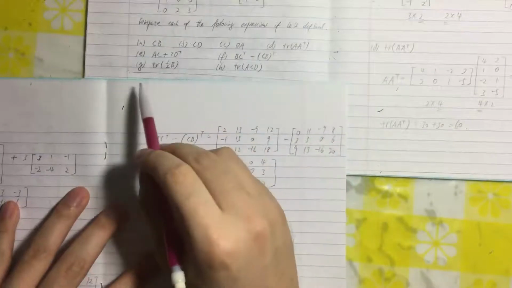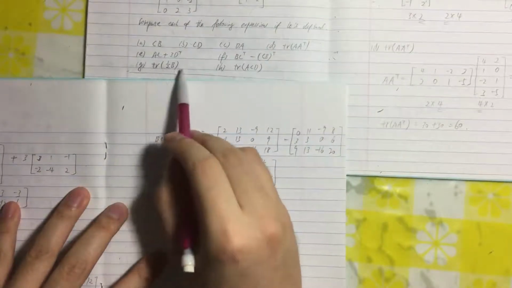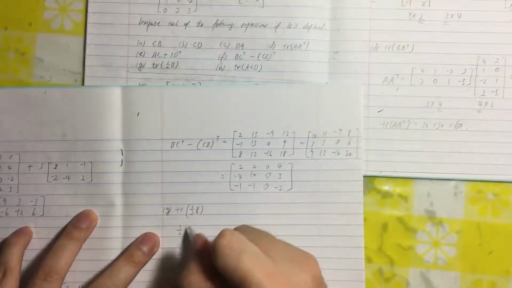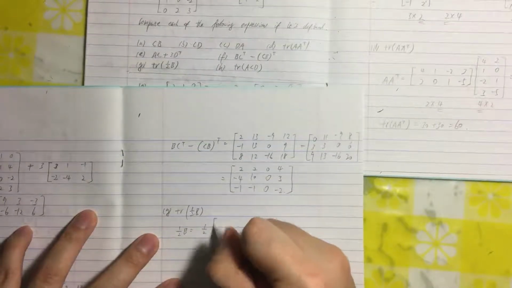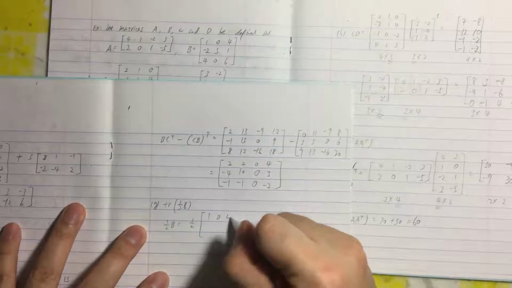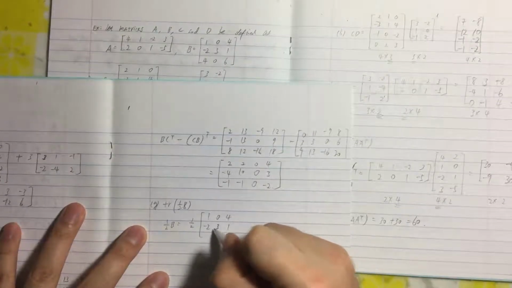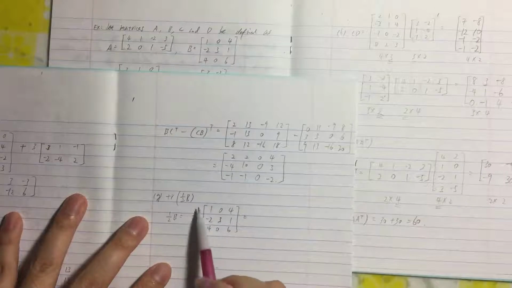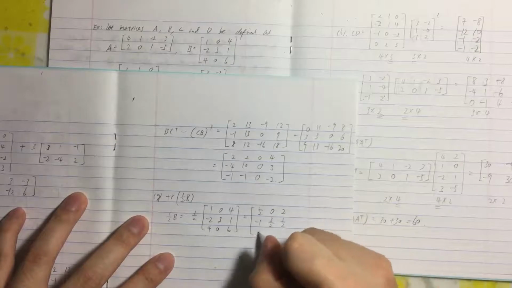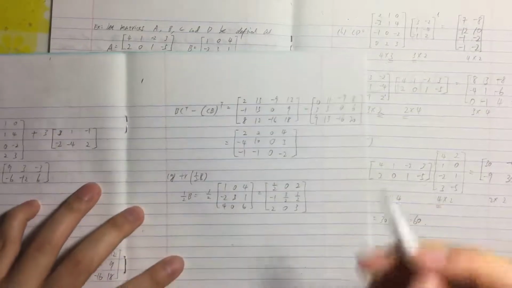Part G. Compute the trace of half of B. Let's compute half times B first. Matrix B is 1, 0, 4 in the first row, negative 2, 3, 1 in the second row, 4, 0, 6 in the third row. When we multiply a scalar to a matrix, we multiply it to every entry in the matrix. So here I get half, 0, 2, negative 1, 3, half, 2, 0, 3. That's half of B.